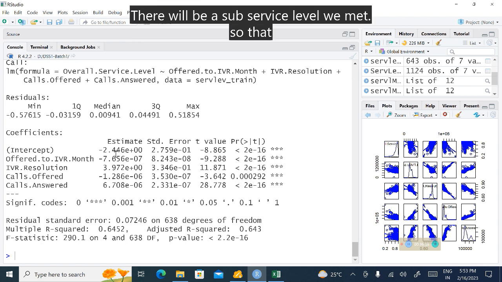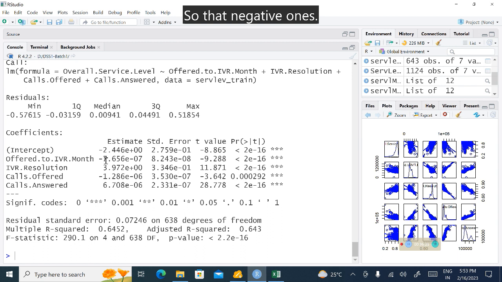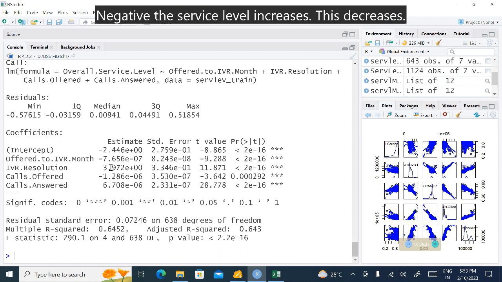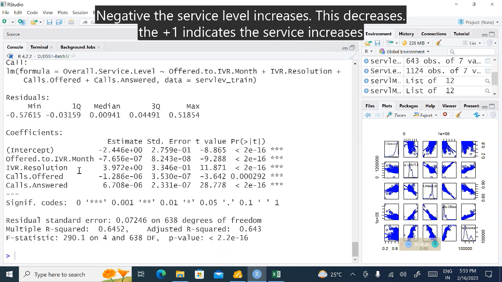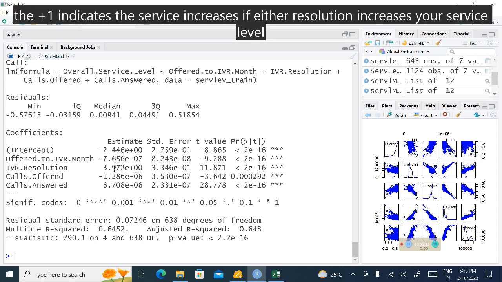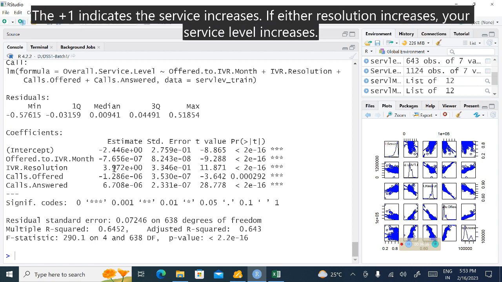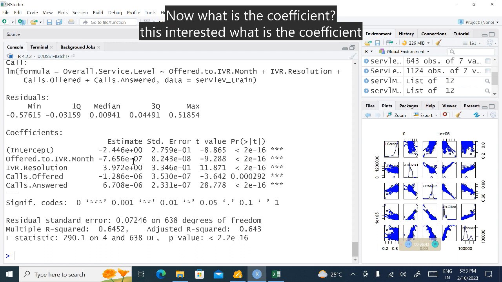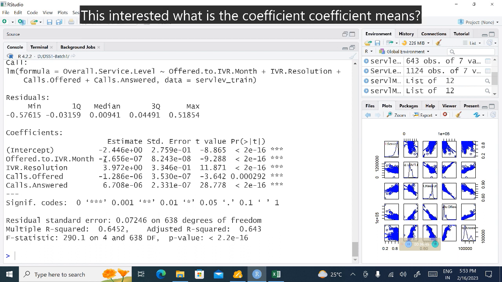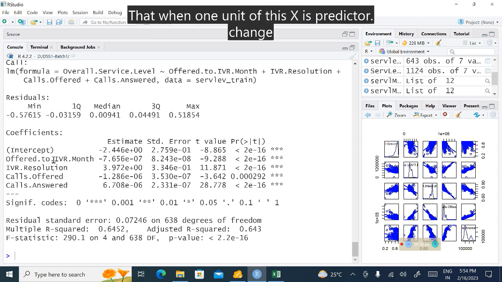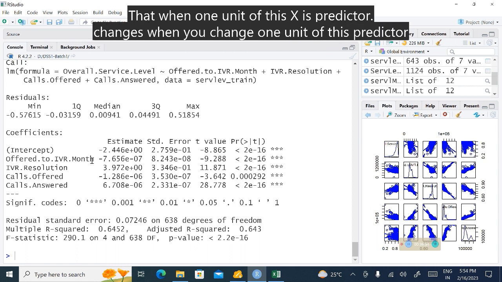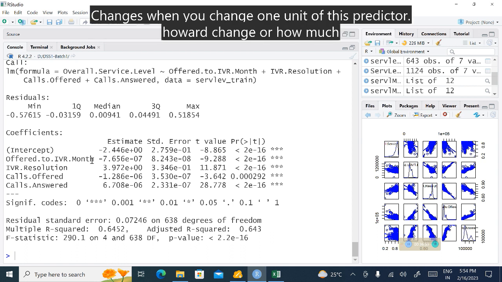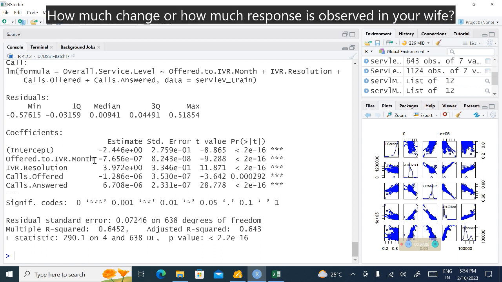So the negative ones indicates the negative, if the service level increases, this decreases. The positive one indicates the service level increases. If IBR resolution increases, your service level increases. Now, what is a coefficient? This is intercept. What is a coefficient? Coefficient means that when 1 unit of this x, this predictor, changes, when you change 1 unit of this predictor, how much change or how much response is observed in your y. This is the coefficient.